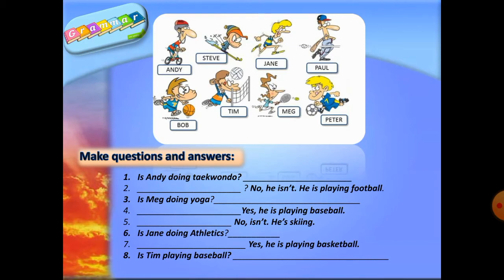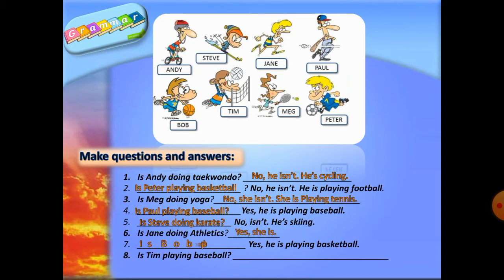Okay, number 1. Is Andy doing taekwondo? Look at Andy. Yes? No. No, he isn't. He's cycling. Okay, then next, is Peter playing basketball? No, he isn't. He's playing football. Is Meg doing yoga? No, she isn't. She's playing. Is Paul playing baseball? Yes, he is playing baseball.